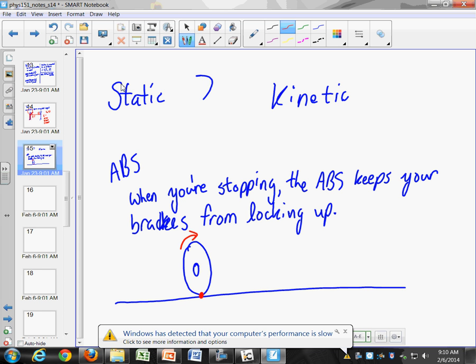Now, why wouldn't you want your wheel to lock up then? What's that, Fazal? Okay, it won't stop. When you want to stop, right? But remember the ABS, when you want to stop, instead of just stopping your wheel right away, it does it gradually so that your wheel keeps turning.